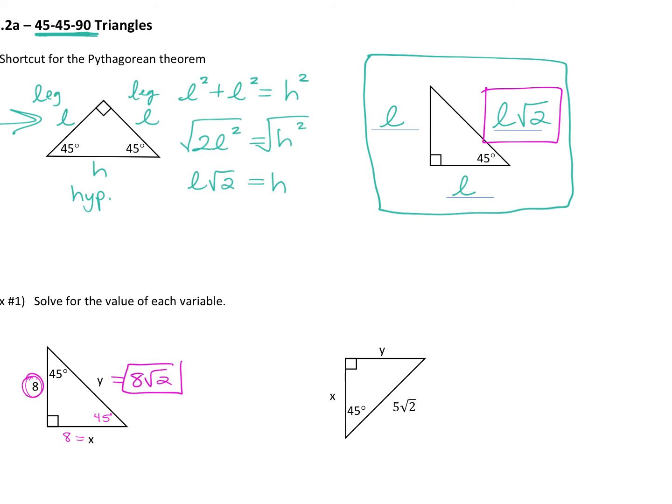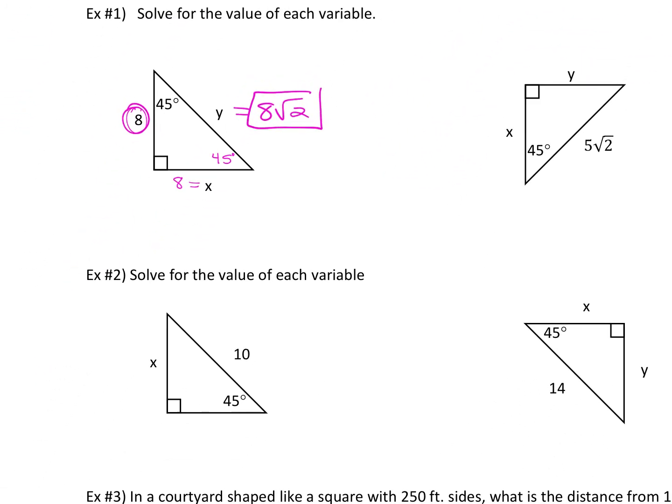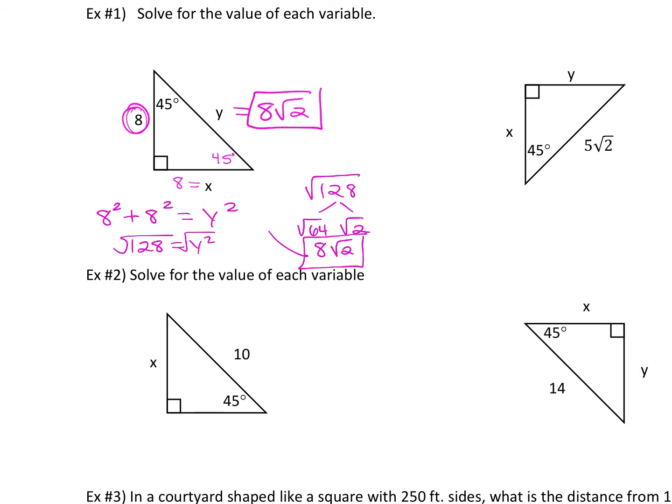Now, if you didn't remember that shortcut, you could have done this, right? 8 squared plus 8 squared equals Y squared, and you could have walked through the Pythagorean theorem, and you would have gotten 128 equals Y squared, and then you would have square rooted it, and when you break down 128, you don't need to write this because most of you are not going to use this. But I just want you to see where you have a backup if you struggle with this, okay? 64 and 2, 64 is the perfect square, 8 rad 2, what do you know? I got the same answer. So you can either do all this work or you can do no work.